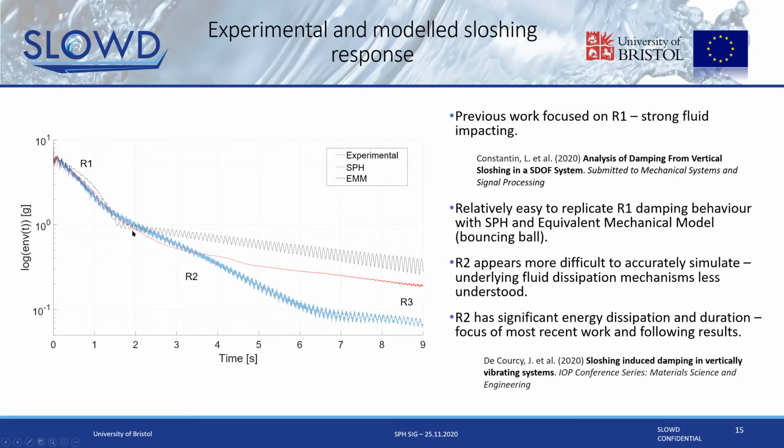What we actually find is as we move into R2, which was this first symmetric sloshing mode, here is when our correlation breaks down. Here it's because the subtleties of the fluid motion, the subtleties of the induced damping mechanisms, actually have a larger effect and are harder to model in our SPH results. So the focus of our work here is looking at this R2 region because it still has significant duration. It's lasting for around 5 seconds here, despite being at a lower damping ratio. It's still an important region of dissipation in the fluid.